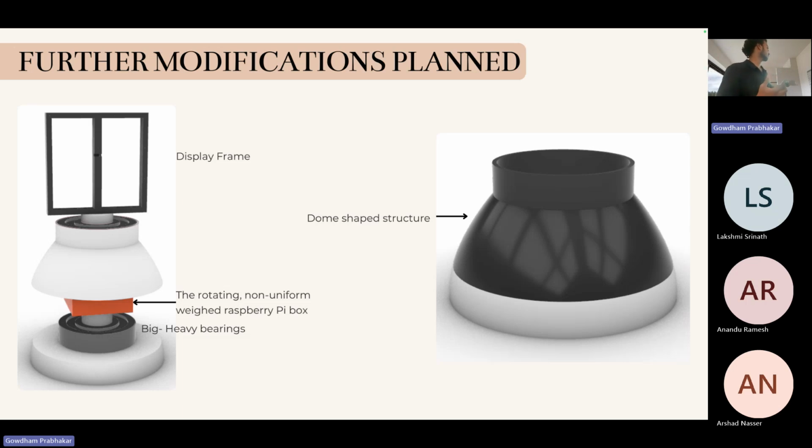And we are planning to shift this box in between the two bearings, so that now it is acting as a cantilever kind of system. Top is not supported. So the non-uniform mass will go in between the two bearings. So it is like a two-sided supported system. So it will oscillate less, and only the display will come on the top. So it's an almost uniformly weighted thing, the display part.